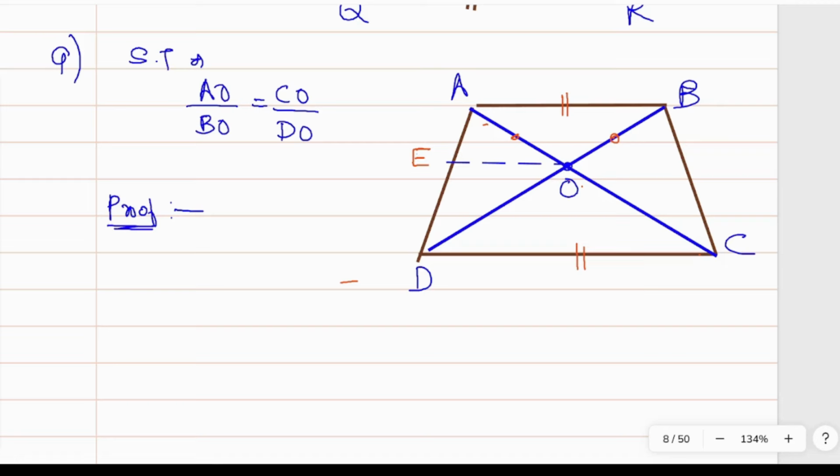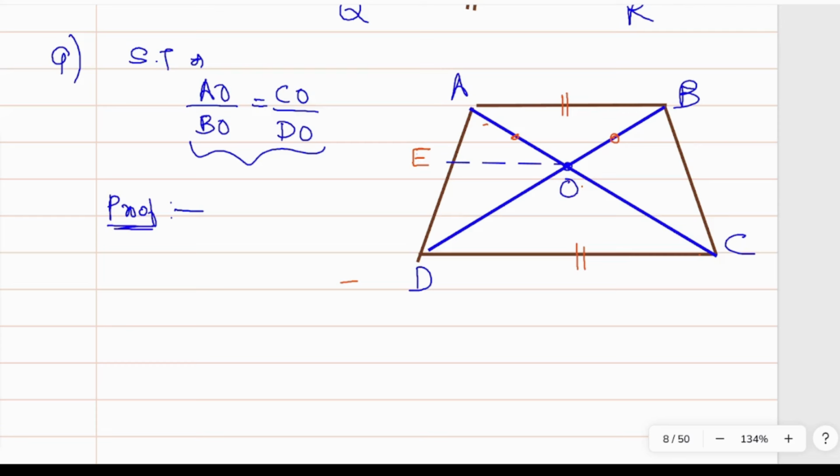Okay, now here I have to do one construction. I have to draw a line EO which is parallel to both AB and CD. So, if we are drawing a line parallel to two other parallel lines, automatically all the three lines will be parallel to each other. Okay. Then again, now look at the question. We have to show this thing, right? We have to prove that AO by BO equal to CO by DO.